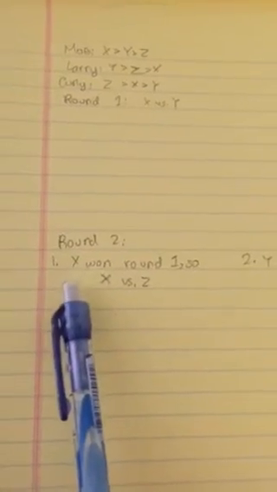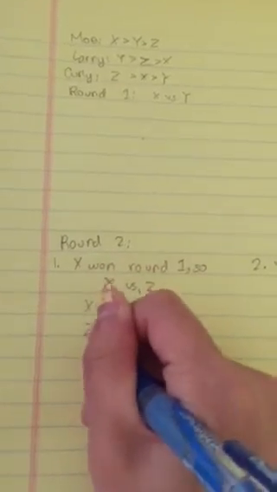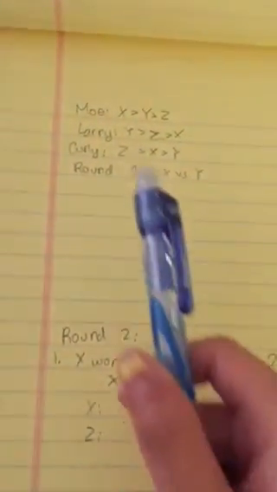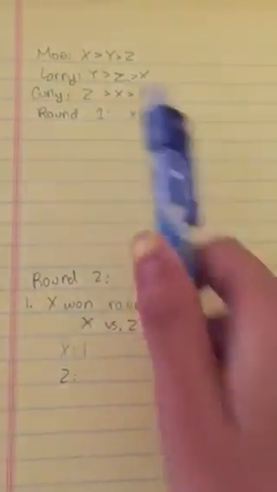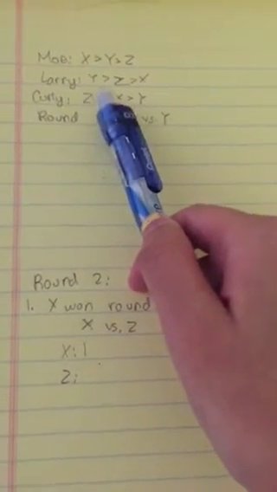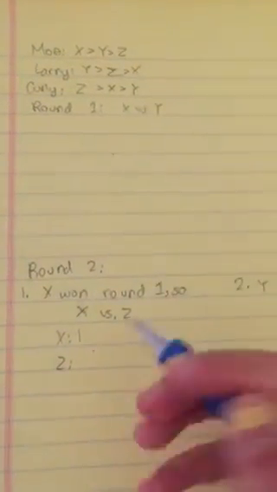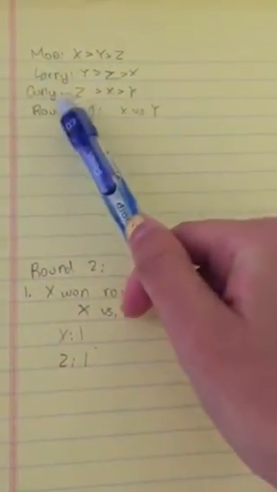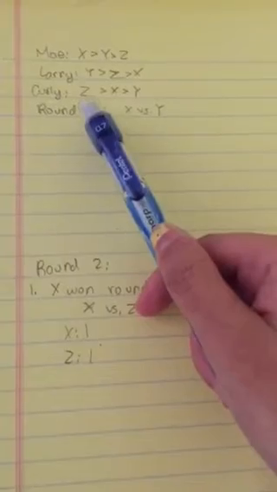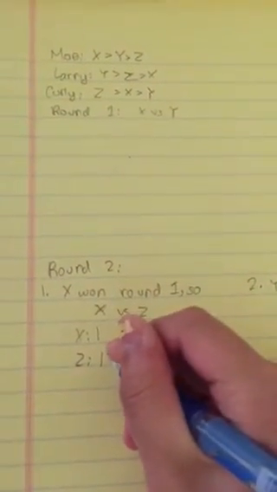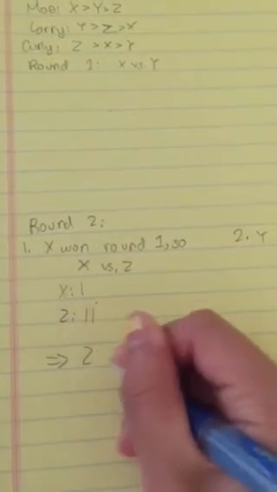So, what happens if X wins round 1 and it's X versus Z in round 2? Well, we know that it's basically X versus Z. So let's see who would vote for what. Mo would definitely vote for X, so that's 1 point on X. We know that Larry really wants Y to win, but since Y is not in the competition anymore, it's Z versus X. So Larry would prefer Z to win. Now we have Curly. Curly's looking at Z, X, or Y. Since Curly prefers Z over X, Curly would vote for Z. So in this scenario, we know that Z wins.